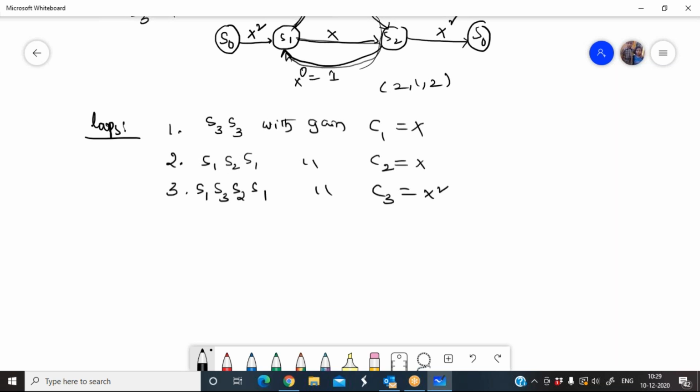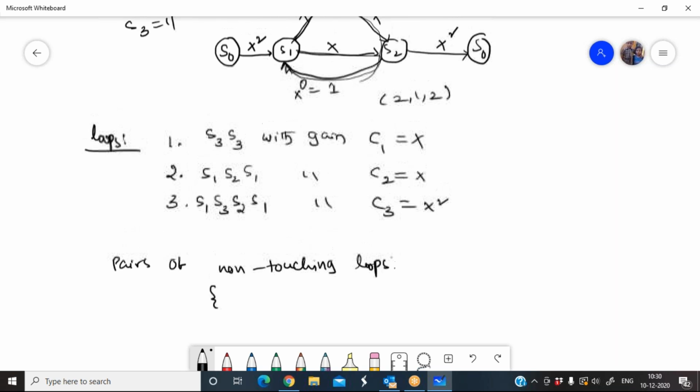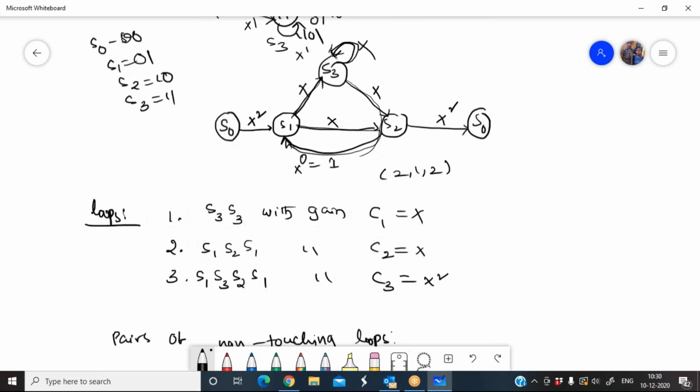Next I want to write the set of pairs of non-touching loops. Now tell me, which two loops are non-touching? Actually, is there any non-touching loops or not? First, you have to identify that.